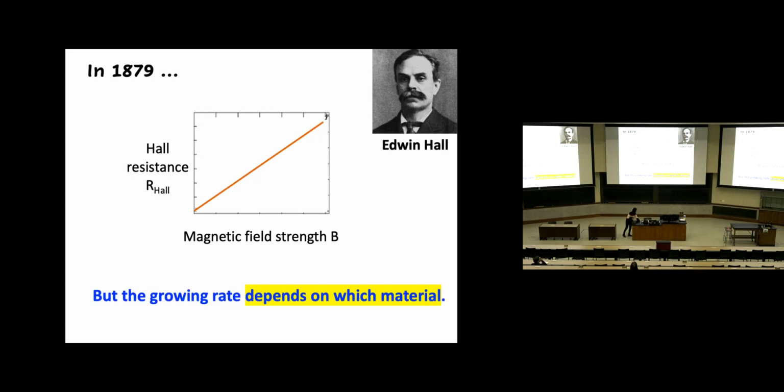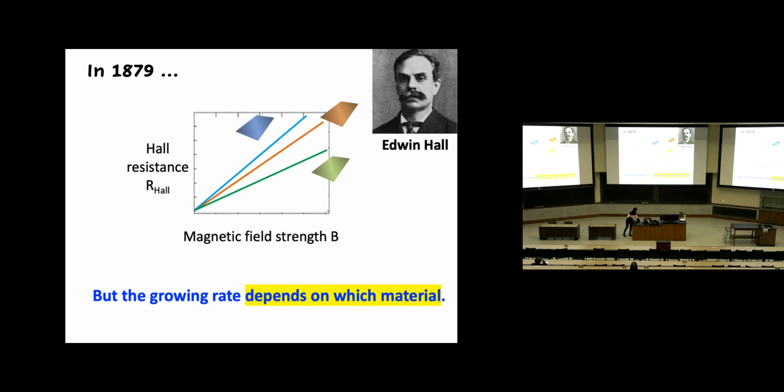More importantly, this growing rate depends on which material you're looking at. He started out with gold leaf. If you change to another material, it's still going to grow linearly with the magnetic field, but with a different rate. This one grows a little slower, and perhaps with another material it grows a little faster. So this rate is material dependent.